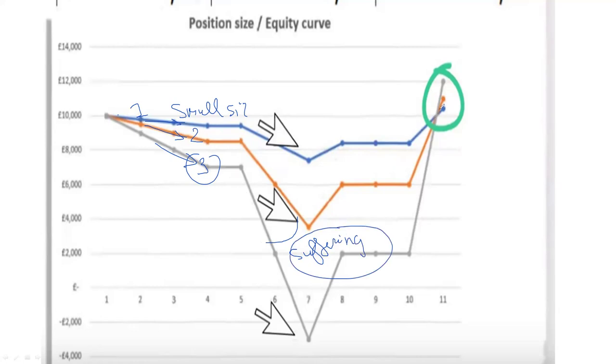Look at the break-even point. The small size will be the first one to come back to break-even because it never loses a lot of money. Do you see that? I want a yes from everybody. I want some participation here because I'm giving you gold and hopefully you appreciate it.